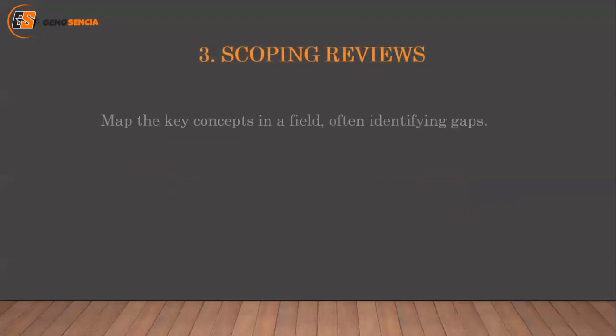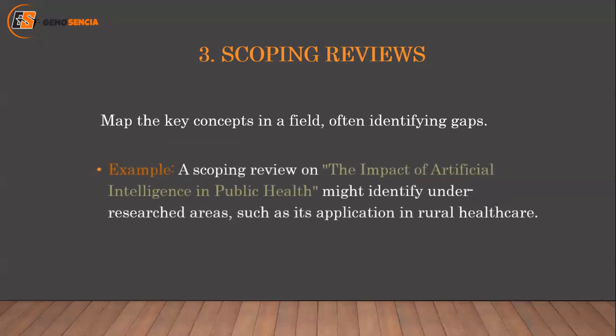So here's the third one, that is the scoping reviews. Scoping reviews are perfect for mapping out the big picture in a research field. They identify the key concepts, highlight the gaps, and suggest further directions for study. For example, here's an example of this third one, the scoping review.